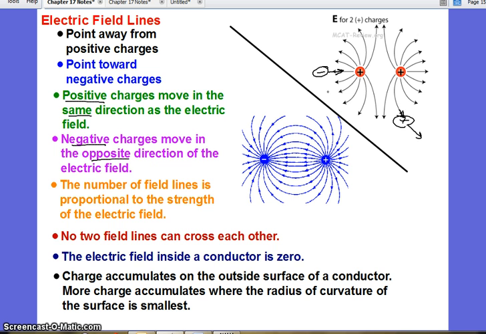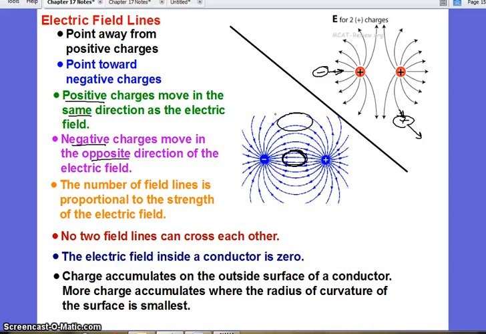The number of field lines is proportional to the strength of the electric field. So we can see in this blue diagram, right here the electric field is very strong because the electric field lines are closer together. But over here, the electric field lines are further apart, and so the electric field is weaker at that spot.